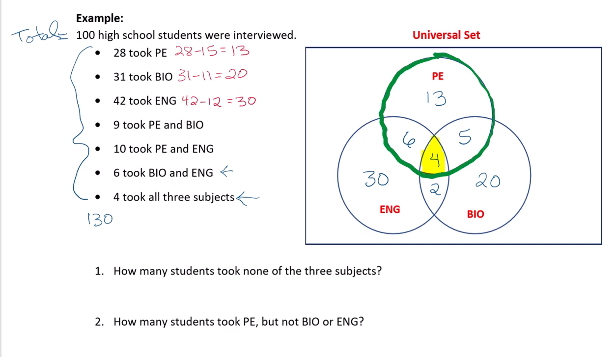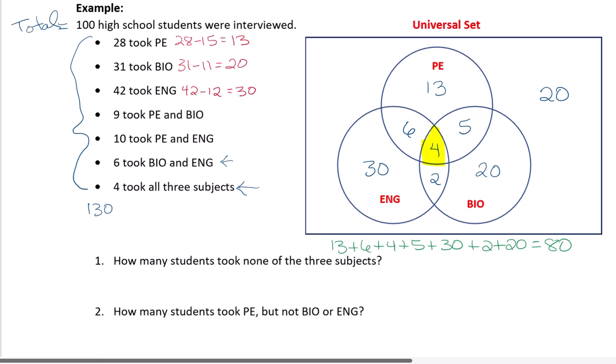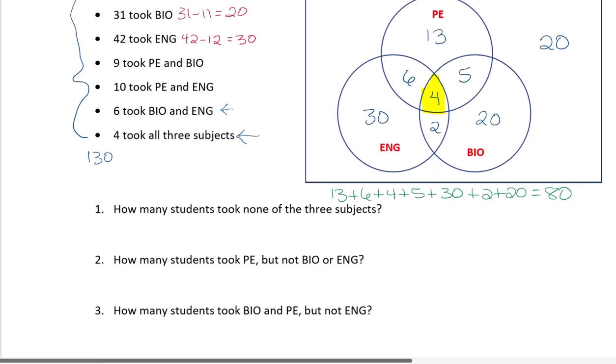If we added up all of our numbers inside the Venn diagram circles, that only accounts for 80 of the high school students that were interviewed. That means the remaining 20 did not take any of those 3 classes, so we'll put them outside here in the universal set. Now we can answer the questions below.